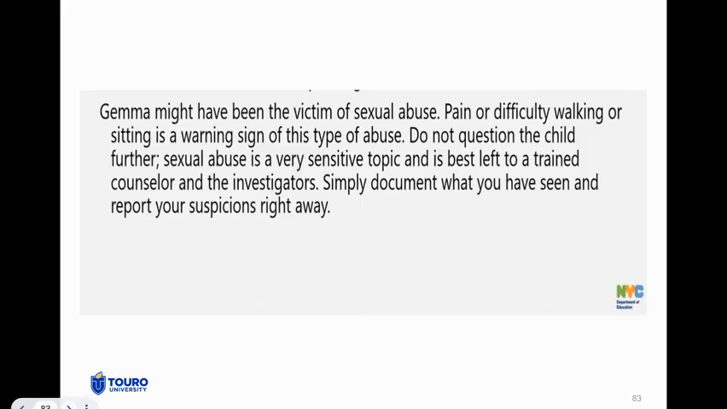Well, Gemma might have been the victim of sexual abuse. Pain or difficulty in walking is a warning sign of this type of abuse. So you do not question the child. It's a very sensitive topic when we're talking about sexual abuse. So you leave that to a trained counselor and investigators. Instead, you document what you've seen and you report your suspicions right away.